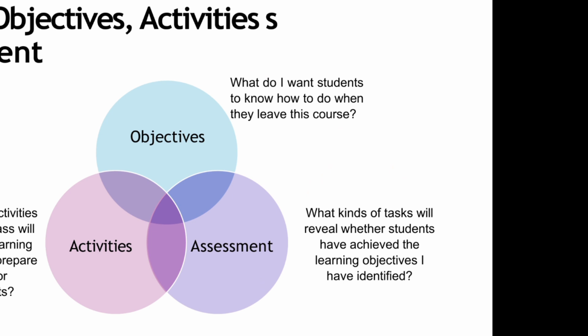Okay, and usually when we are using NRT, it will align with the objective, activity and also the assessment given. For example, the objective: what do I want students to know how to do when they leave this course? The objective is what output they get when they finish the instructional process.